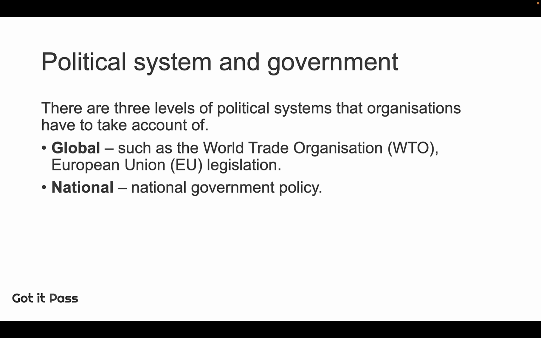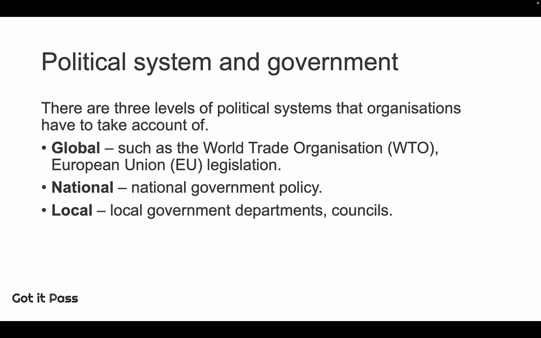National. Another level of the political system is the national level, say national government policy. We will discuss government policy later to show how it will affect an organization.